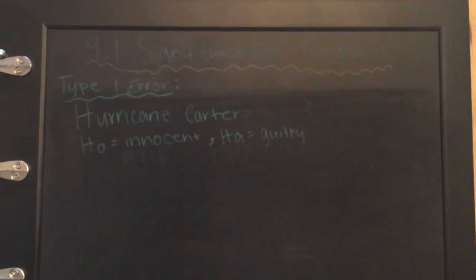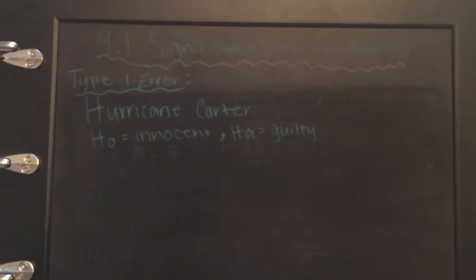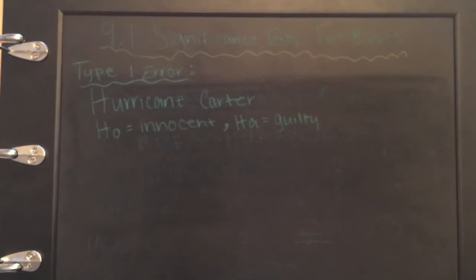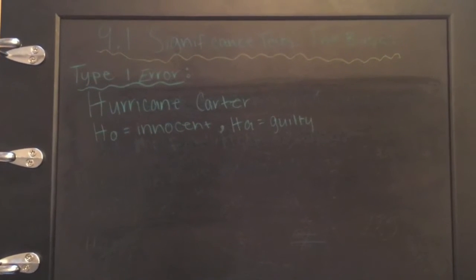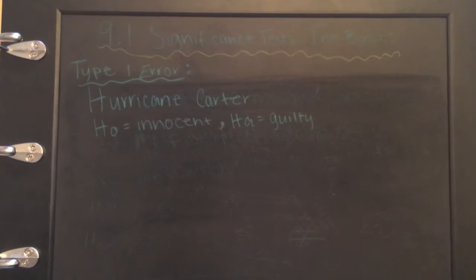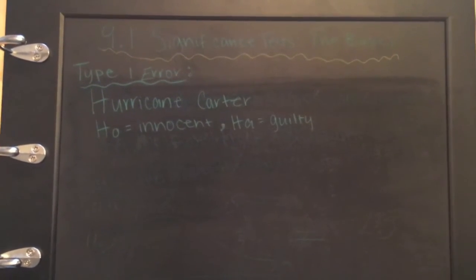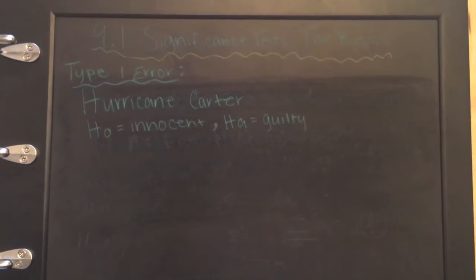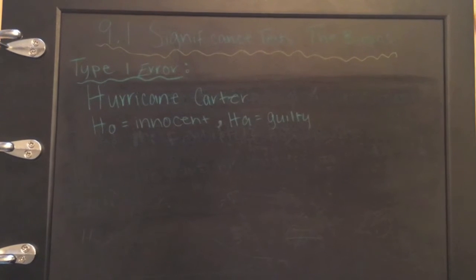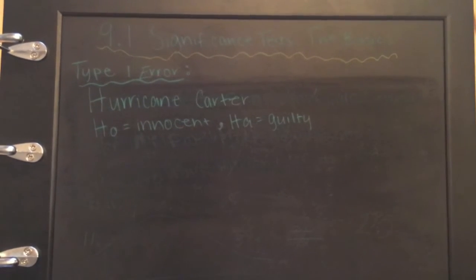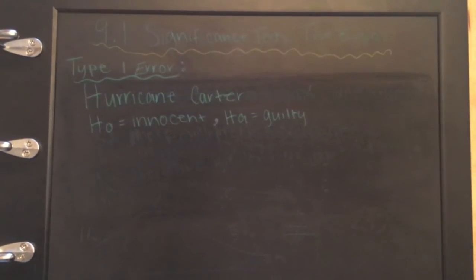An example of type 1 error is the wrongful conviction of Hurricane Carter. Carter was a boxer who was in prison for 20 years for a murder he did not commit. In this case, H0 would be that Carter was innocent, and HA would be that Carter was guilty. The police committed type 1 error by assuming that he was guilty, therefore rejecting H0 when in fact H0 was true.